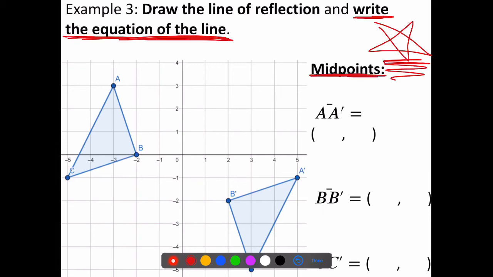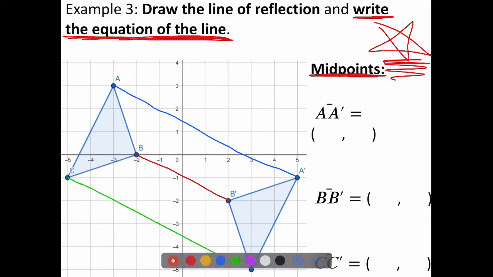So, I draw a line through two of my corresponding points, such as B and B prime. So I have this line here. I do the same with A to A prime, and then I do the same with C to C prime. At this point, I'm going to find the midpoint of each of these, all three of these. So B is at (negative 2, 0), and B prime is at (2, negative 2).